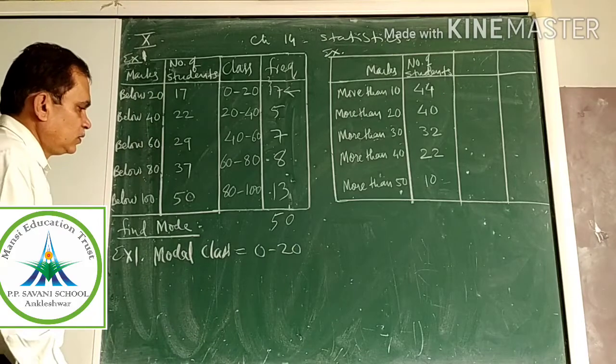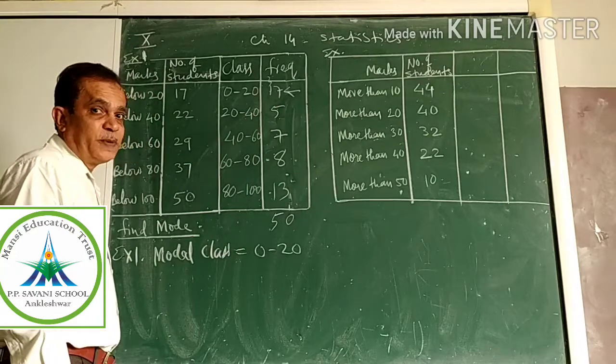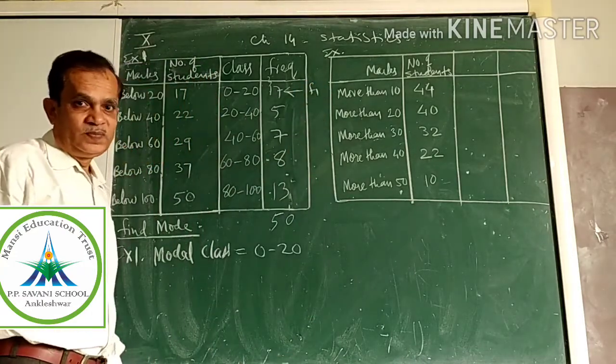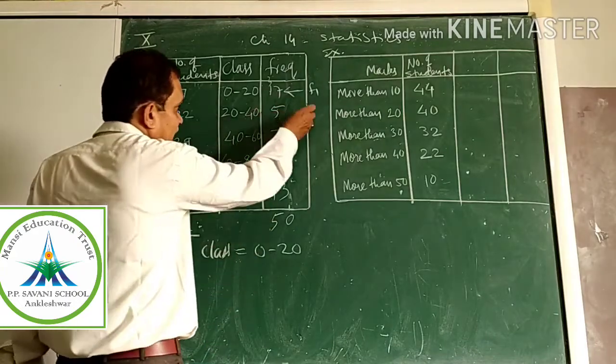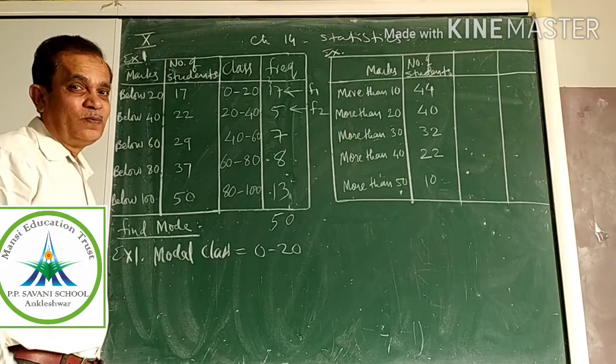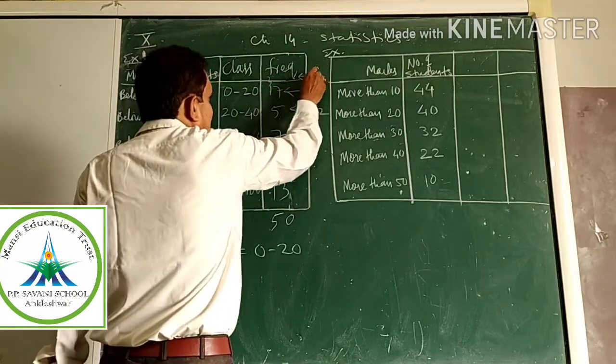Clear? Then whatever the highest frequency is, it is f1. Right? Then after that, f2. Then what is f0? 0. Below this there is nothing, which means f0 is 0.